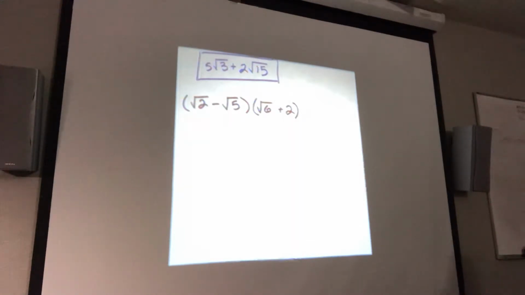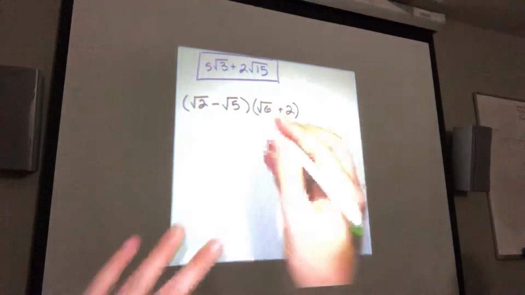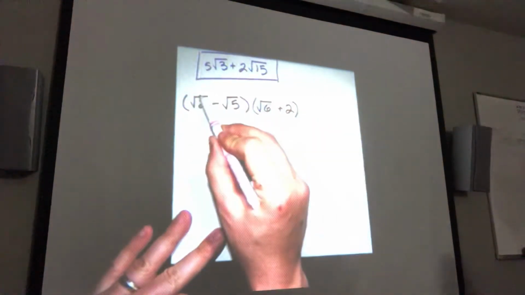Take your time. It has been almost 5 minutes since we've done it. Really? If you're not allowed to call it foil, you don't know what the name is? That's embarrassing. Distributive? It's the distributive property, yeah. So let's do it. Let's distribute the square root of 2 first.